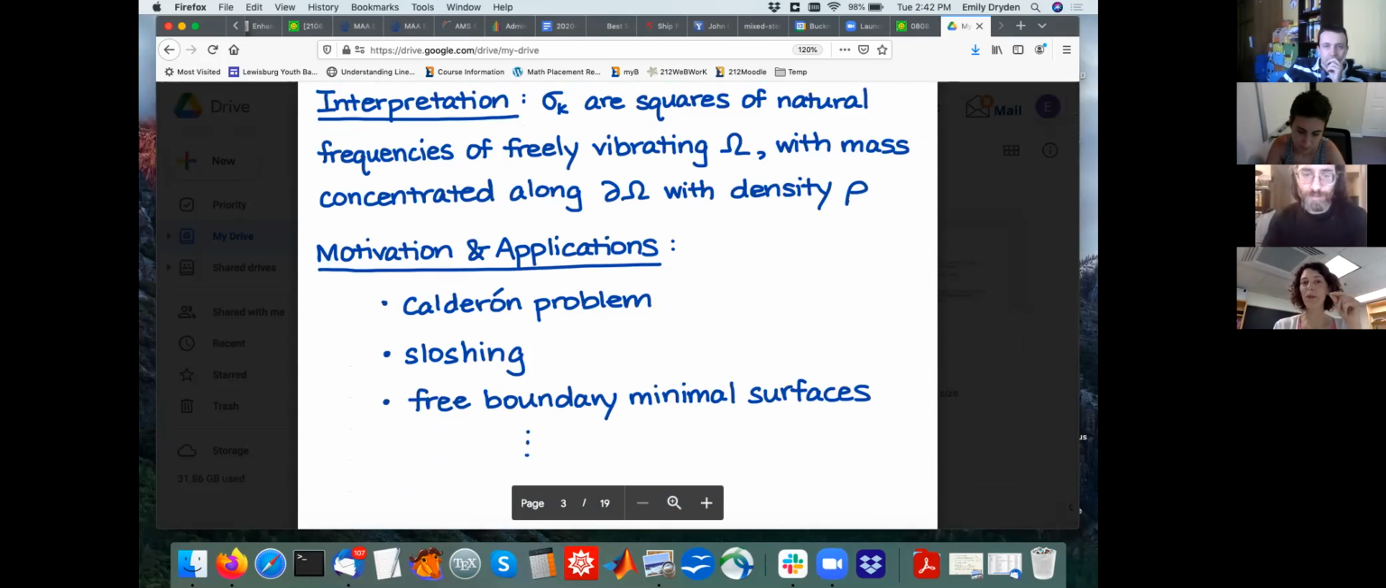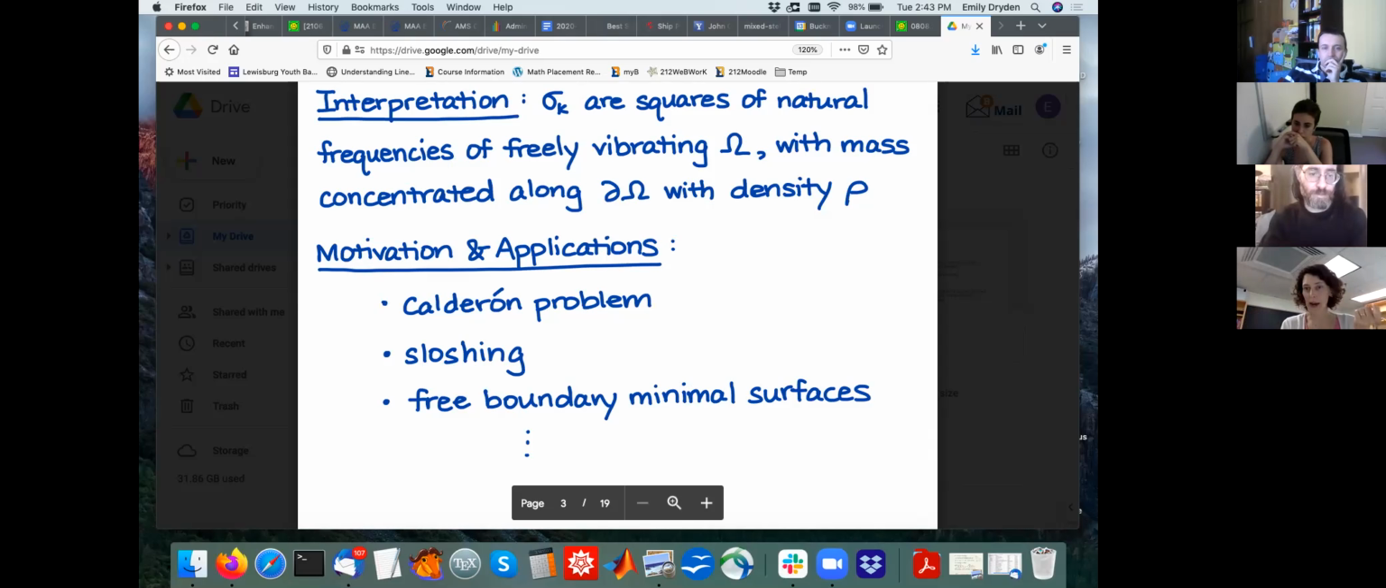We should think about this rho as a density along the boundary. So these eigenvalues, these sigma k's, think of your domain omega as a freely vibrating thing. It's a freely vibrating surface, piece of a surface. And the sigma k's are the squares of the natural frequencies of that freely vibrating surface. And so that density rho is just living on the boundary.